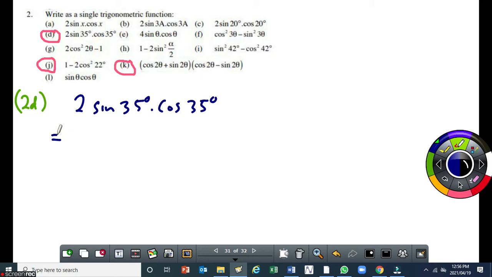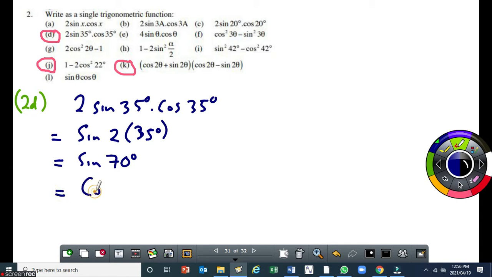So it's like number 1, which means I can write this as sine 2 times 35 degrees, which becomes sine 70 degrees. Now, there is no need to convert it to cos. But if you want, you can. This could also be written as cos 20 degrees. But the best answer would be to stop there. That's what I would suggest. If you want to convert it in ratio to cos 20, it's fine. But you just have to stop at sine 70.